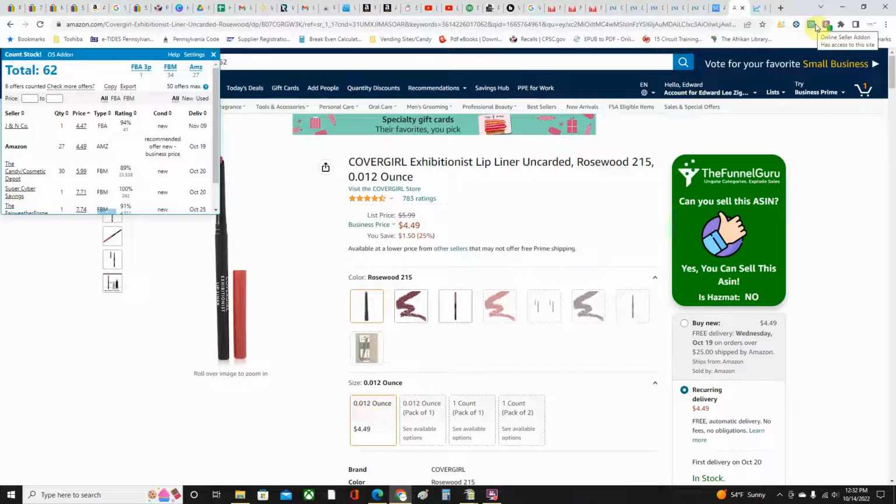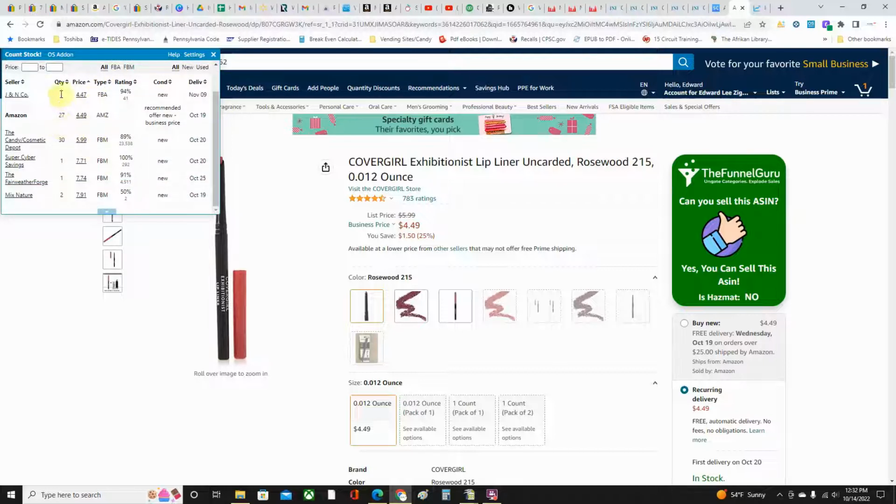It's over here. It's called OS Add-on. And what this will do, it'll show you all the sellers on the listing, how much of each product they have, the price, and if it's a FBA or FBM seller. You know, if they're selling the FBA or FBM condition and all of that.